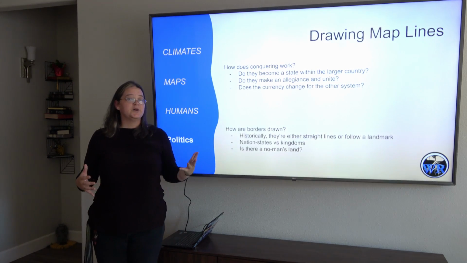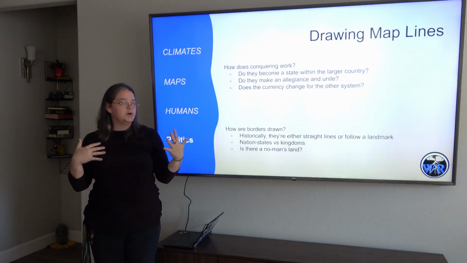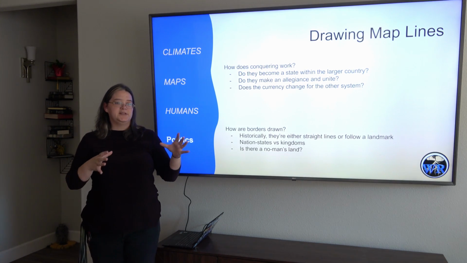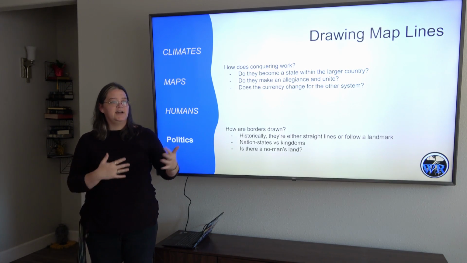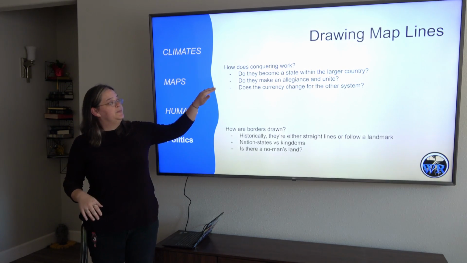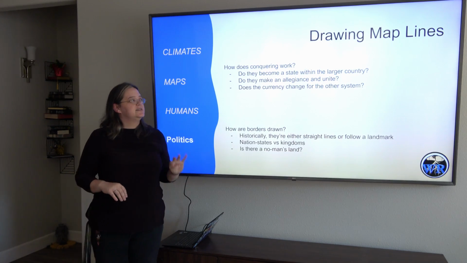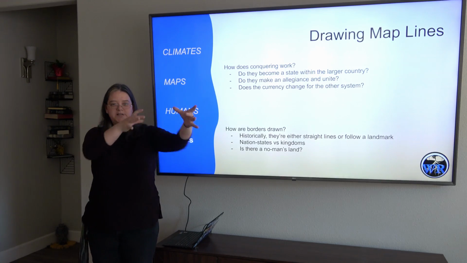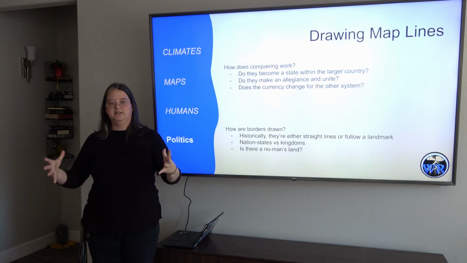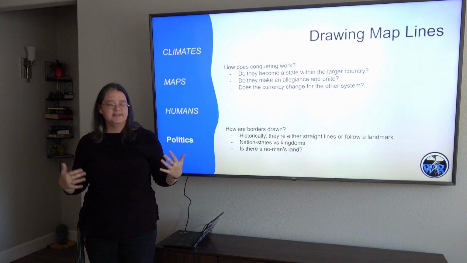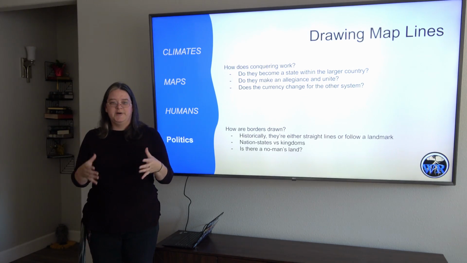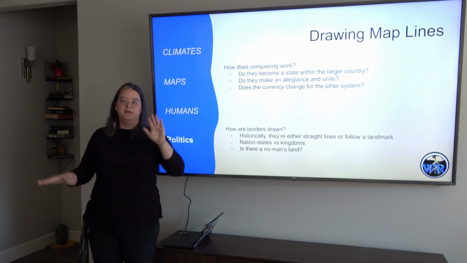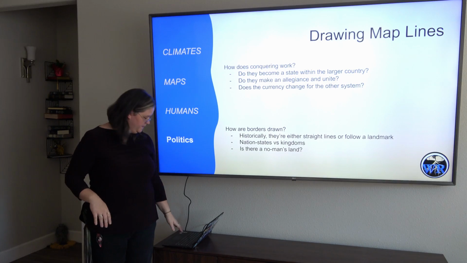Know how conquering works when you have two governments going to war. If I conquer you, do you just become a state that's within my world? That's kind of how the Roman Empire worked. Do we make allegiances and unite? That's kind of how China happened, because it was a whole bunch of little states and they all got together and said, okay, we need to all have the same currency at least. And they were conquered by Qin, but anyway. How does the currency change when one place is conquered by another?